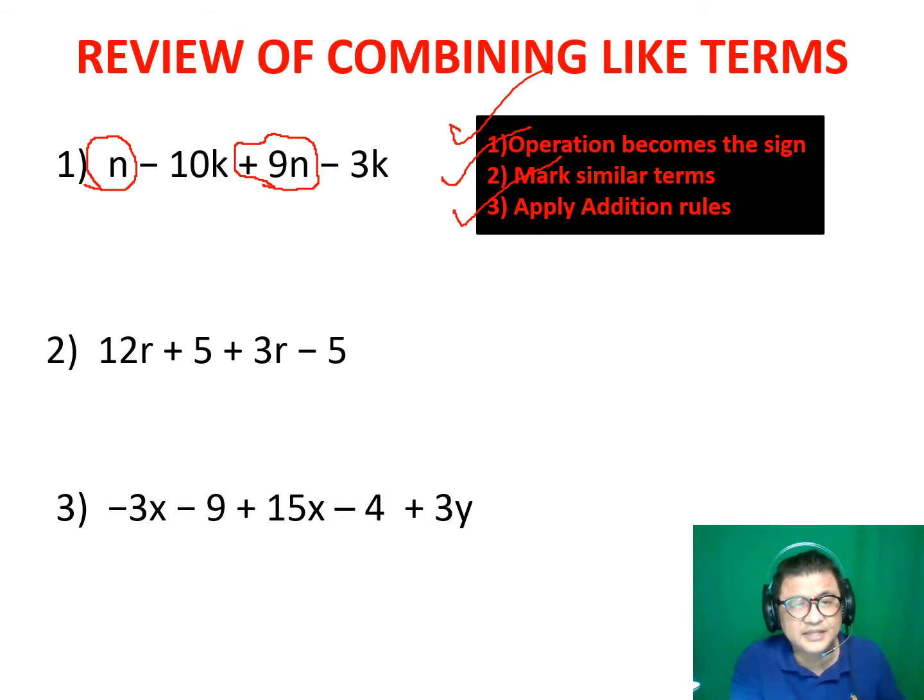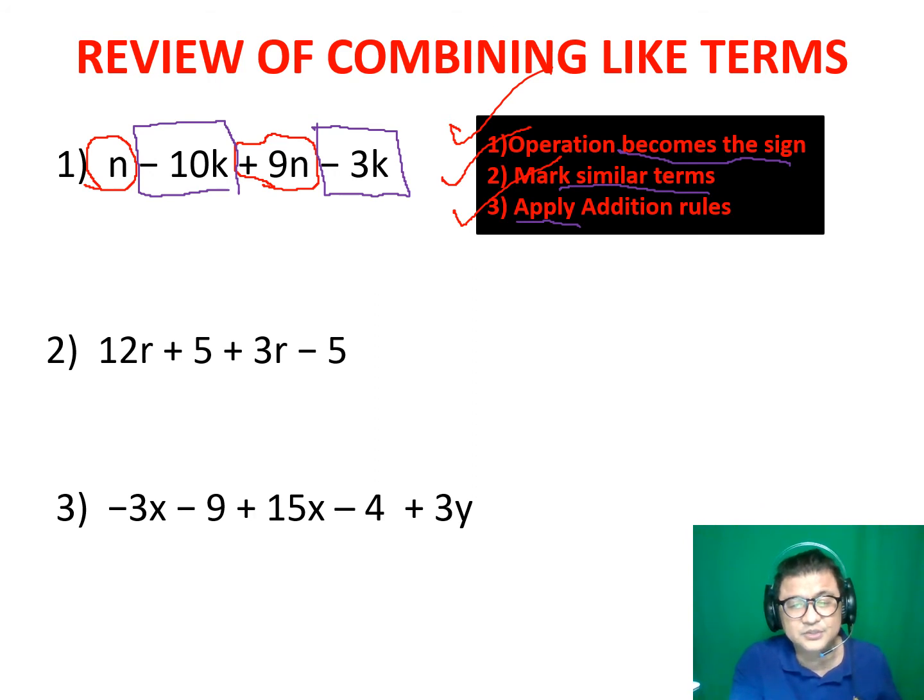Now, let me use another ink. How about the K's? For the K, let me put a square for you. Another set of K is over here. Look at this. I am including the sign. Do not just circle 3K. Do not just put a square on 3K. Include the sign, negative. Remember, the operation becomes the sign. And then we mark the similar terms. Now we are ready to apply the addition rules.